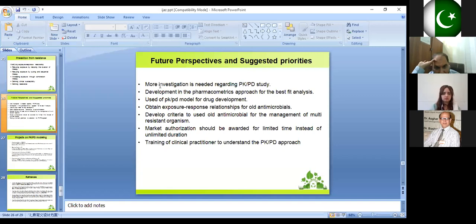Market authorization should also be awarded for a limited time. Suppose an antibacterial is used from the last 10 years. So now we don't know about the minimum inhibitory concentration, because mostly the bacteria are resistant, they already used the antibacterial drug. And also training of clinical practitioners to understand the PKPD approach, so that the clinician knows about the concentration of antibacterial drug, and also the time dependent drug, so they can use the proper schedule.